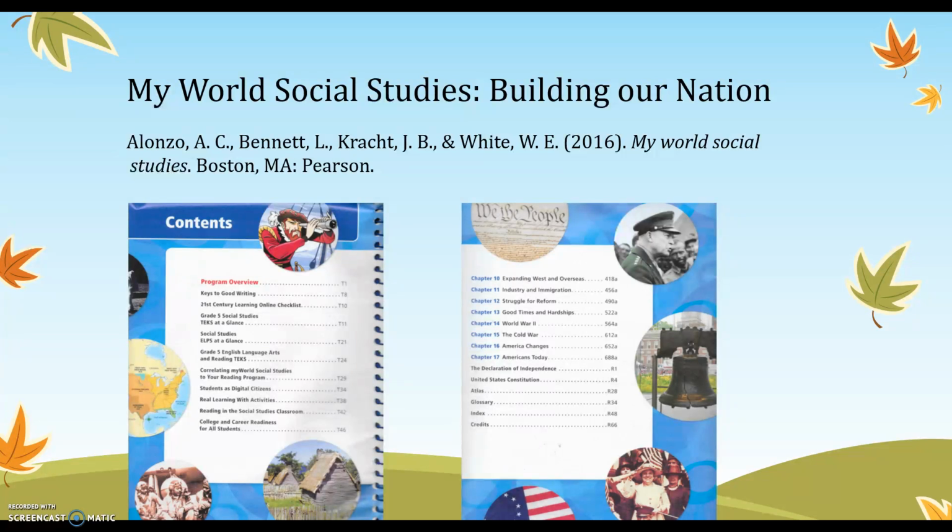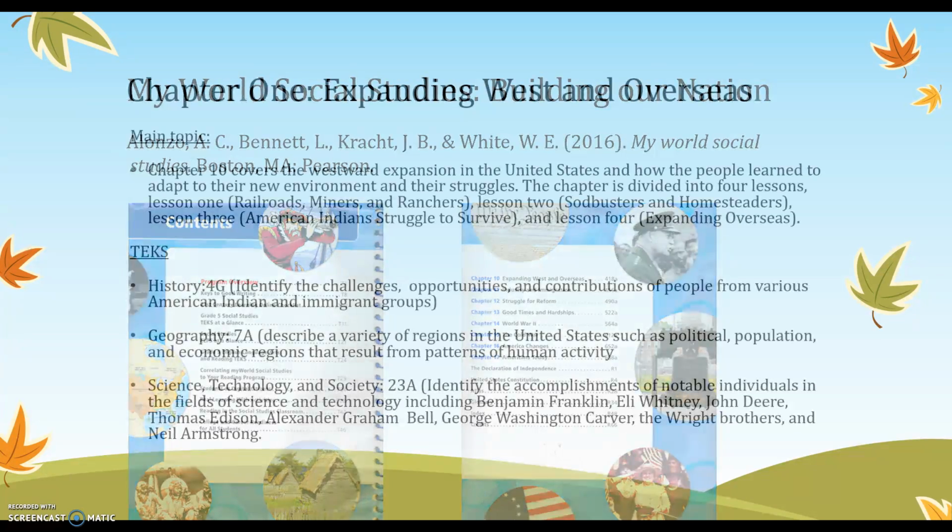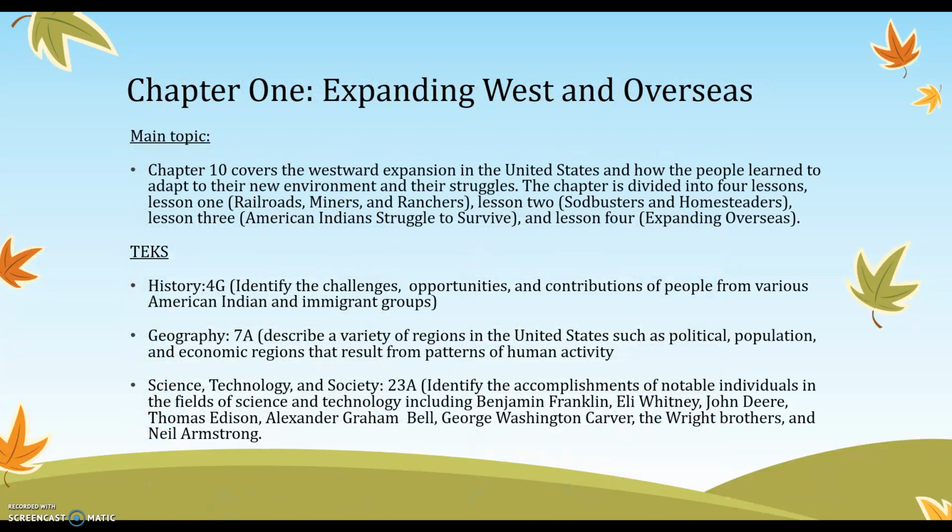I used the teacher edition book, My World Social Studies Building Our Nation. And this would be my table of contents. Chapter 1, Expanding West and Overseas. Chapter 1 covers the westward expansion in the United States and how people learn to adapt to their new environment. And these are the texts that I chose were important for this chapter.